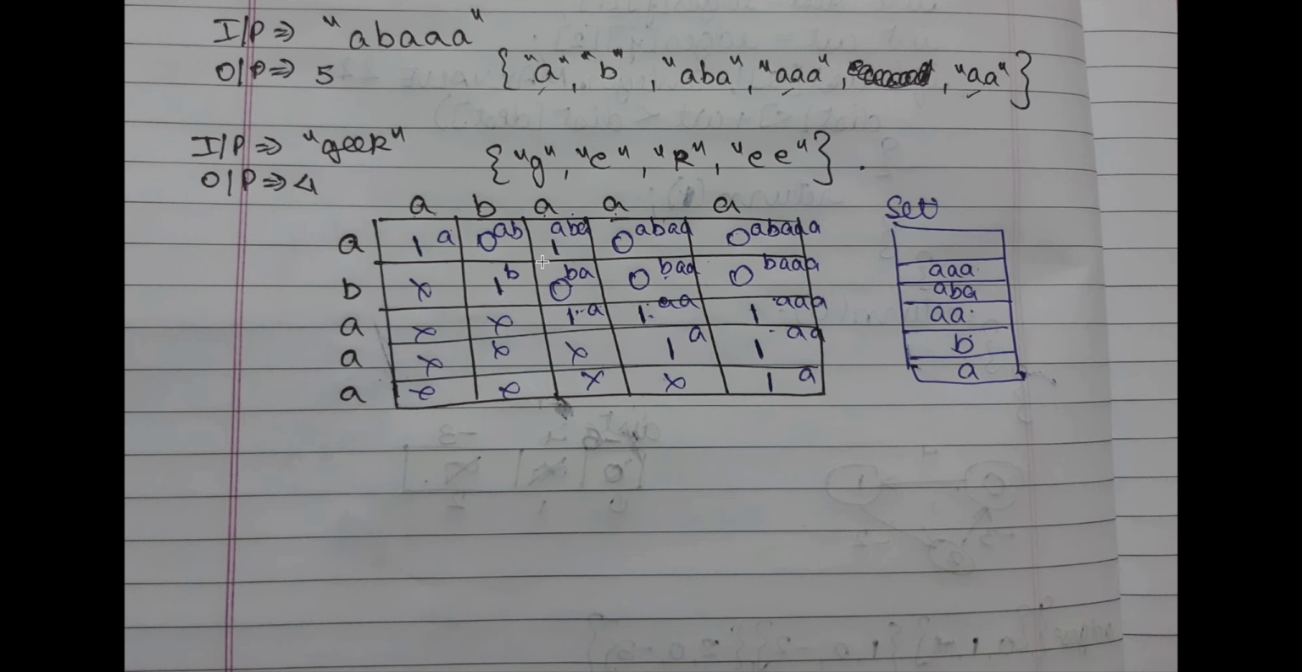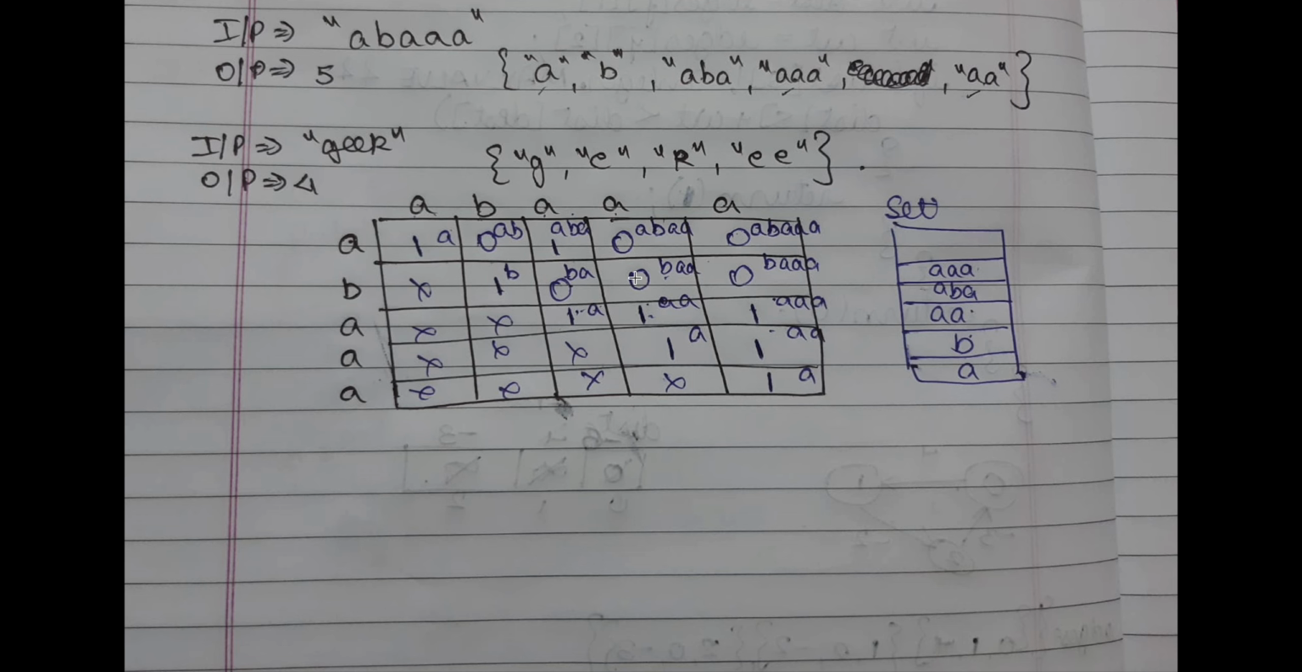Whenever these two characters are equal, then we will be going for the next check, that is this value's content. If it is true, then we will be putting true. If it is false, then we'll be putting false over here.